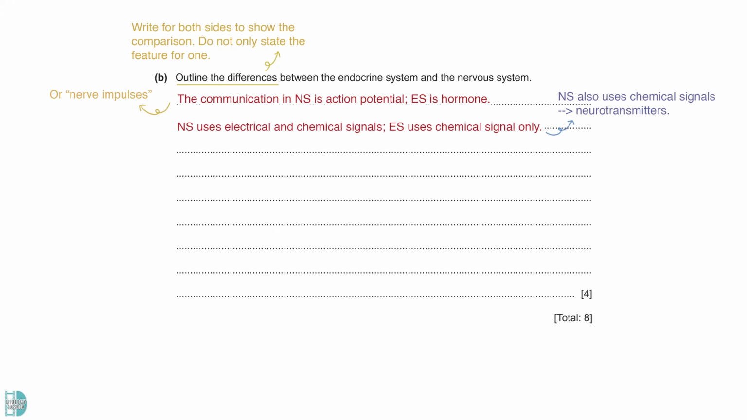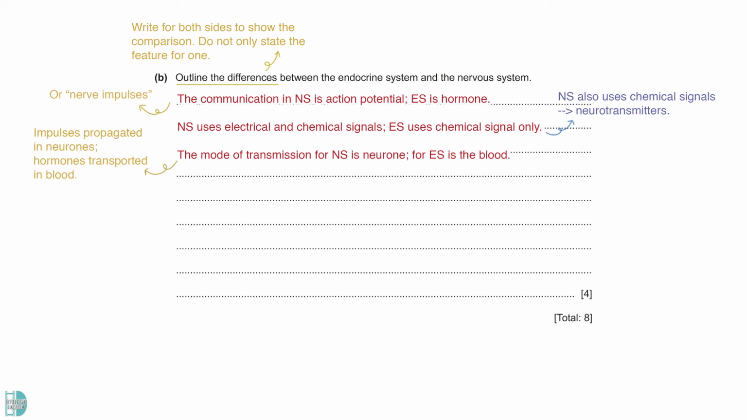An action potential is a type of electrical signal. The nervous system also uses chemical signals known as neurotransmitters. The endocrine system only uses chemical signals. The mode of transmission for the nervous system is the neuron. Impulses are propagated in nerve cells. For the endocrine system, hormones are transported in the blood.